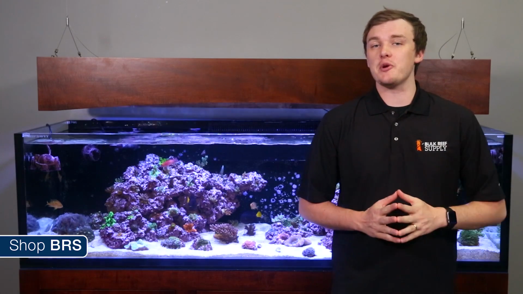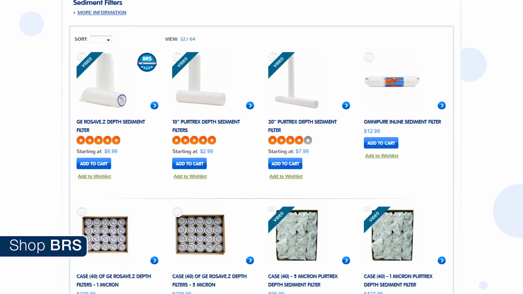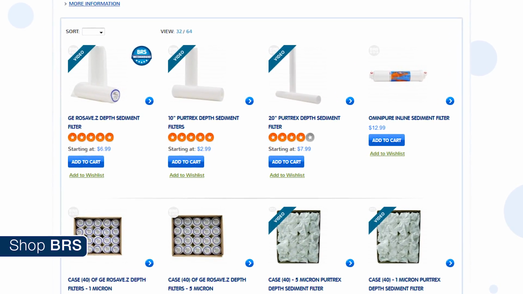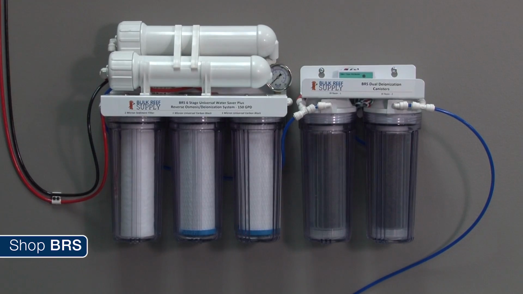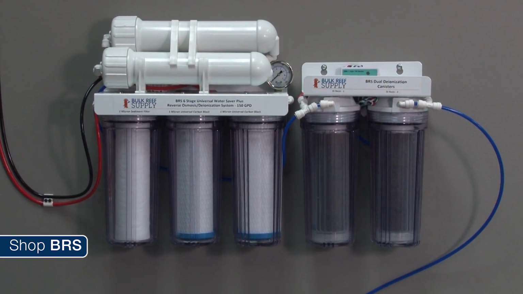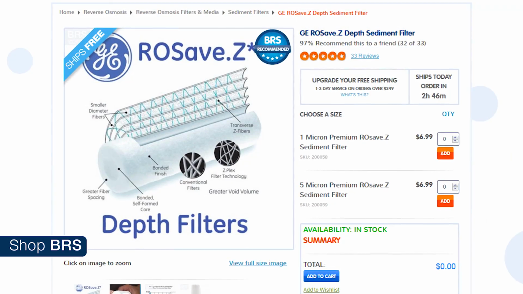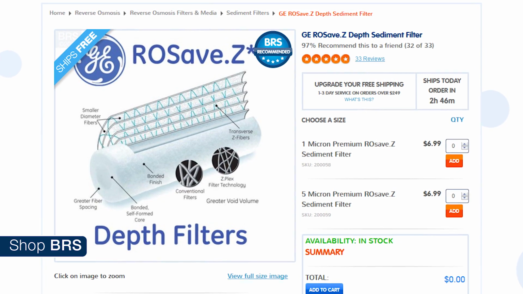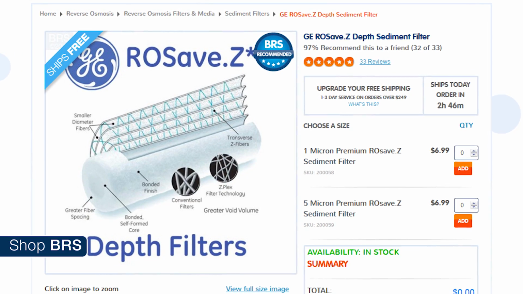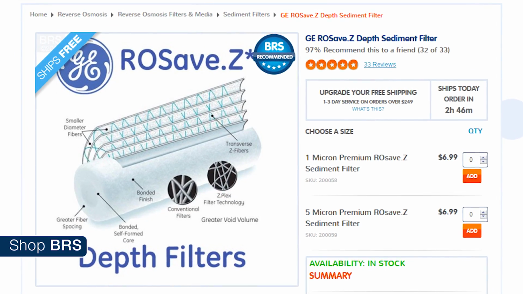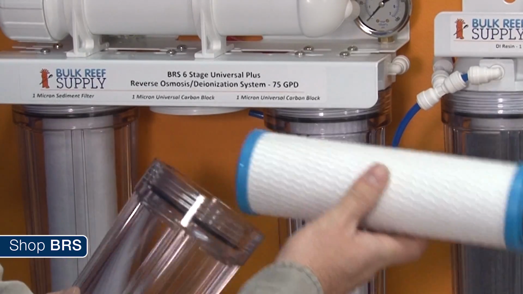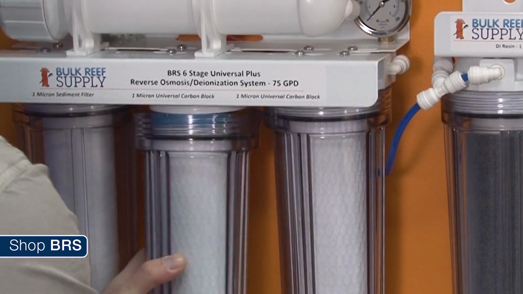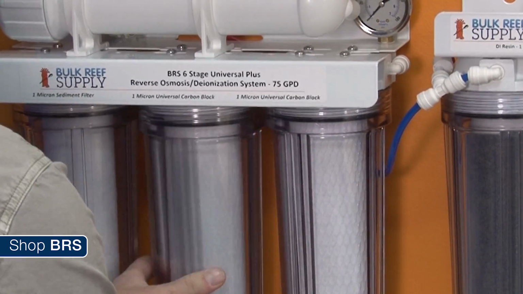A few things to point out here. Sediment filters are the least expensive filter that needs to be replaced on your system, and generally speaking, the more often it's replaced, the better the lifespan of the rest of your filters. I generally prefer the ROSave.Z filters since they hold about twice as much as some other filters before reducing system pressure. Carbon blocks are the pre-filters designed to remove chlorine, chloramine, VOCs, and other compounds out of the water.